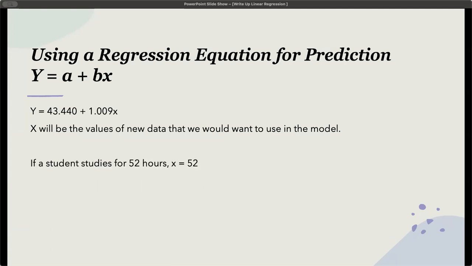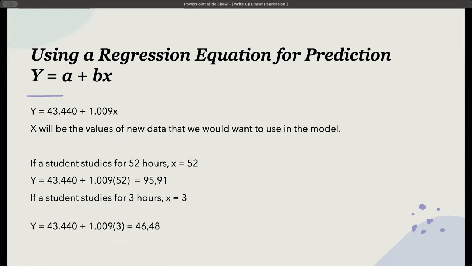So if a student studies for 52 hours, then x equals 52. Y equals 43.440 plus 1.009 times 52 equals 95.91. So if a student studies for 52 hours, according to this particular model, the student's grade should be around 95.91%.